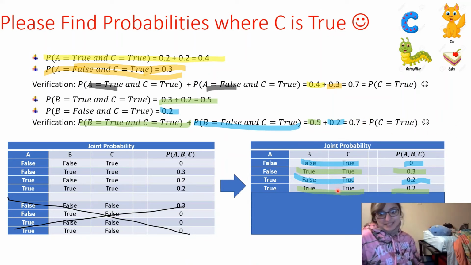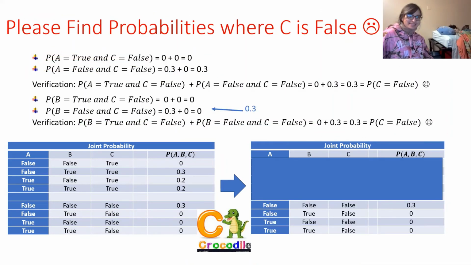Just to check that you've added them up correctly, you want to make sure that they add up to 70%, which is the probability that C is true. So that's great. This added to 70%, this added to 70%, and these are just different slices of probabilities based on the variable that you're using, A or B, given that C is true. And then we can do the same analysis when C is false.